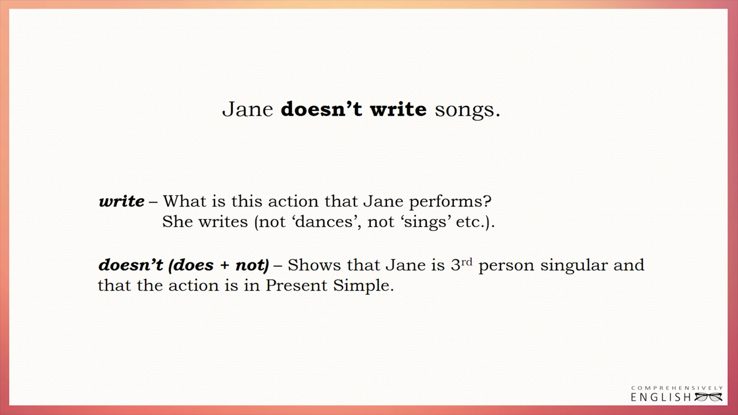Not dances, not sings, but writes. Doesn't, that is does plus not, shows that Jane is third person singular and that the action is in the present simple tense. How many auxiliary verbs are there in English? Many. To be precise, 24.